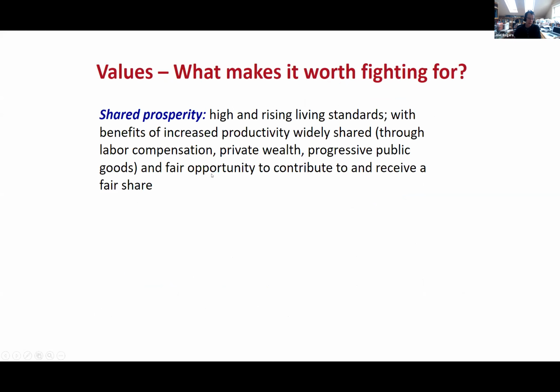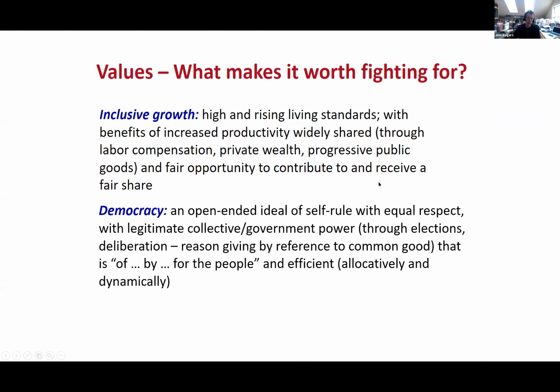Well, you wanted to have a high and rising living standard with the benefits of increased productivity widely shared. You can call it inclusive growth. You don't want to exclude people. You want to include everybody in growing your social wealth. You want it to be democratic. You don't want it to be run by a bunch of dictators from abroad or at home.